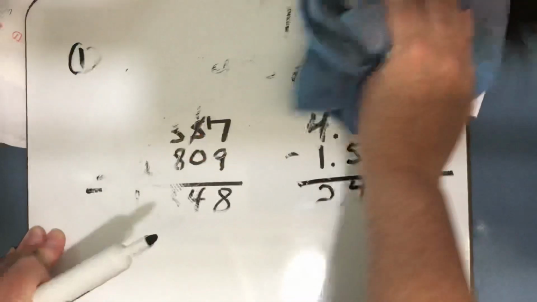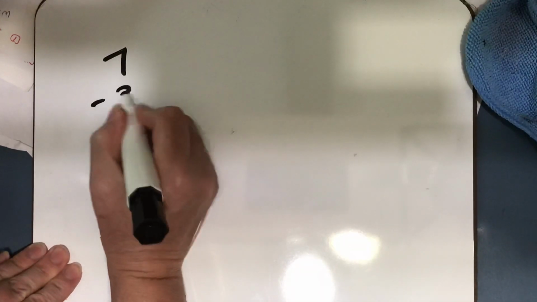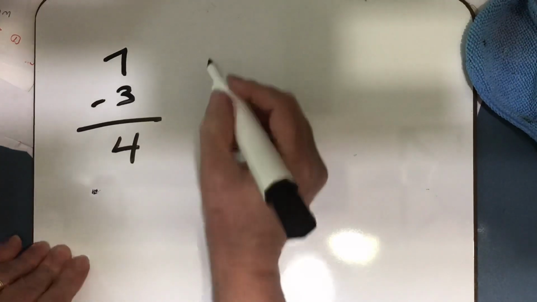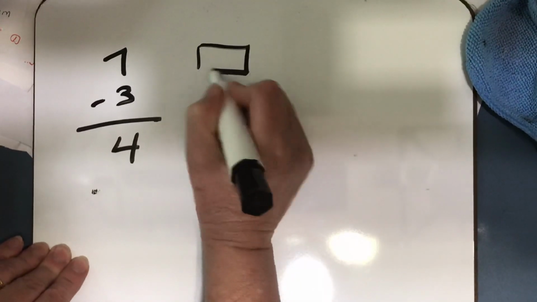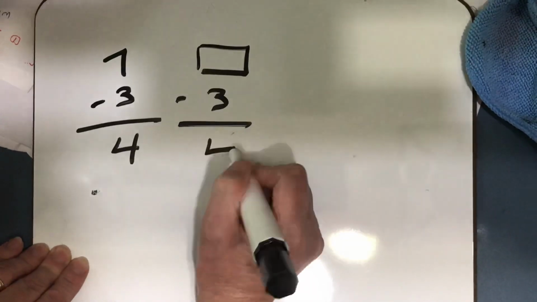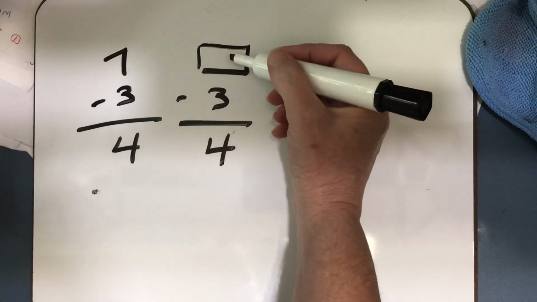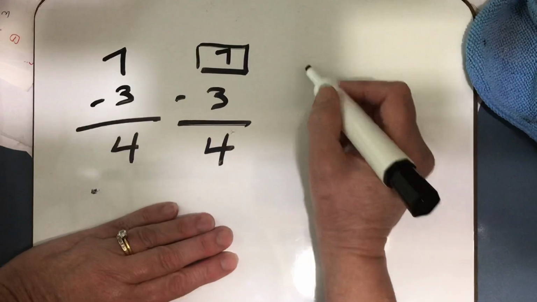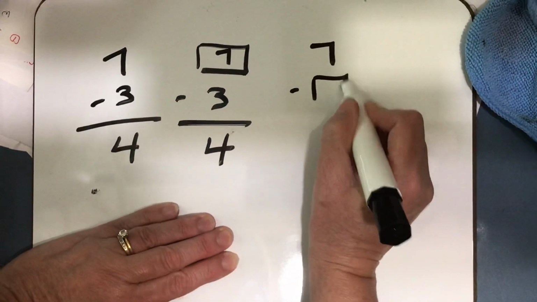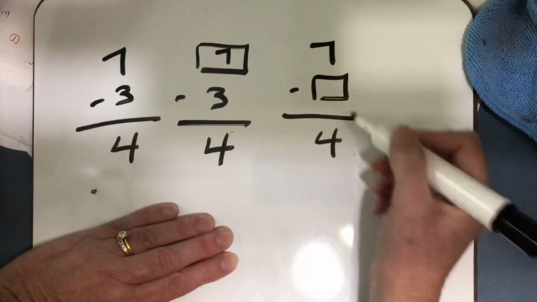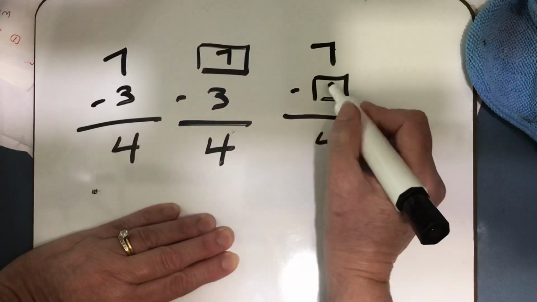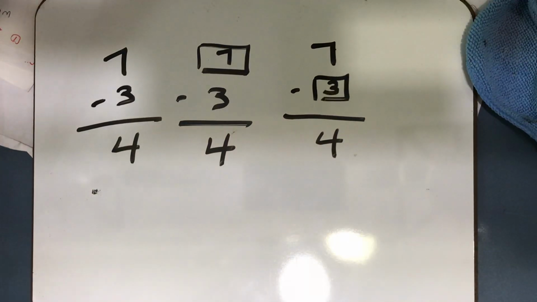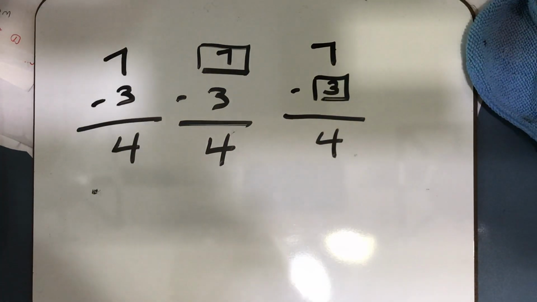So let's just look at a problem. Here, if I have 7 minus 3 equals 4. All right, if I had a box minus 3 equals 4, how would I figure out what goes in the box? Well, I would add 4 plus 3 is 7. Okay, if I have 7 minus a box equals 4, how do I find the box? 7 minus 4 equals 3. That's exactly what you have to do on 5 through 9.